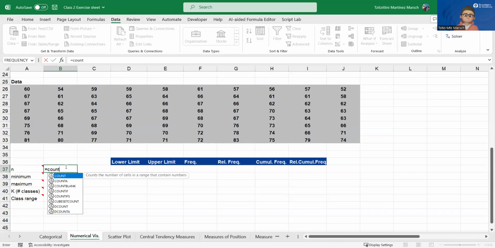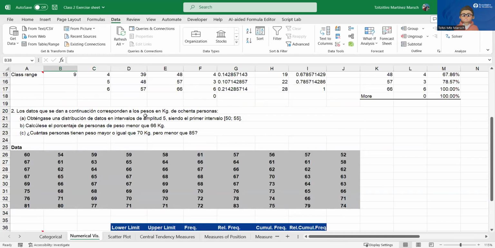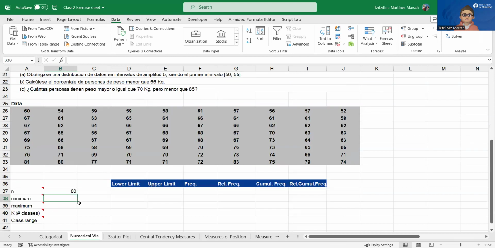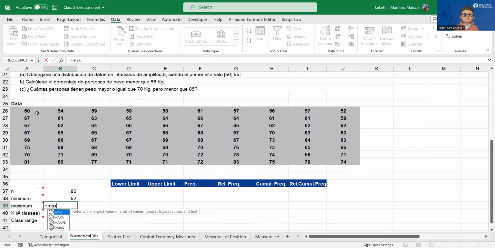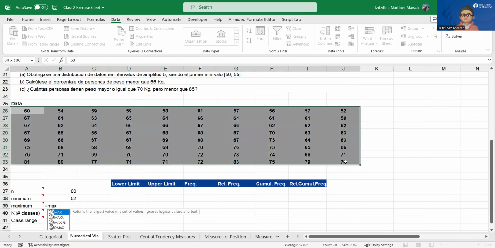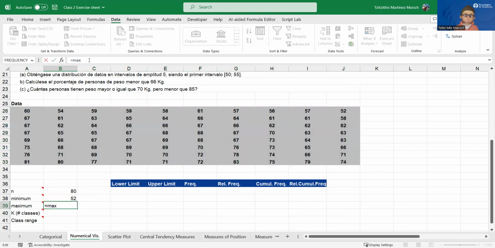So we have count, and we're going to select all our data here. We have 80 data, which is basically what they're telling us that we have, okay? Right there. Our minimum value, so we have our minimum. There it is. We have our maximum. So our minimum is 52. Our maximum, accident, I didn't open the parentheses, so I didn't grab anything.